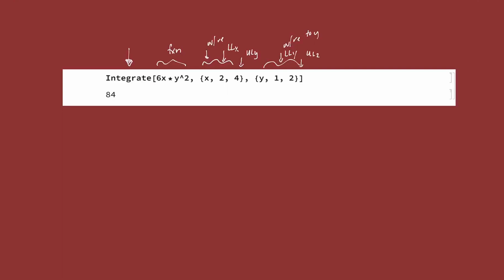Now, if you only needed to integrate with respect to one variable, say it's not iterated integration, then the second one would just disappear, and you just have an integration command with the function and the variable in question. So that's an example of iterated integration.